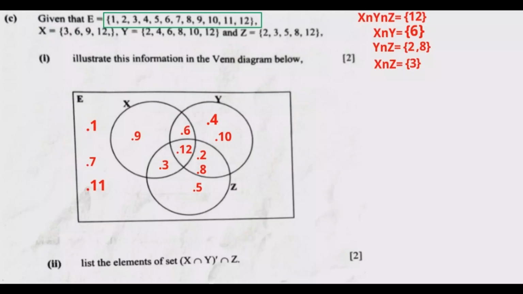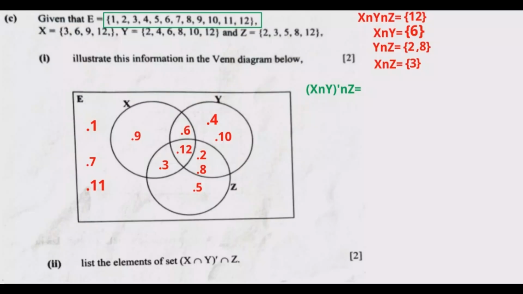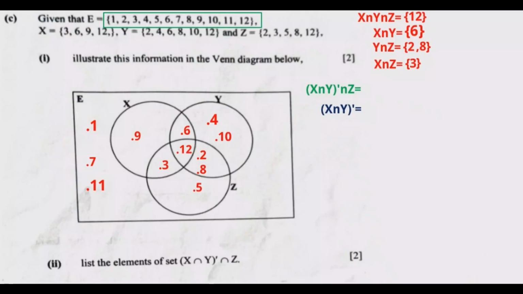Okay, we come to question 5C2. Question 5C2 is saying list the elements of set X intersection Y complement intersection Z. So to do this, first thing we're going to do is divide this expression into 2 sets. First we'll come up with the X intersection Y complement. That is the first part. The second part is the set Z.